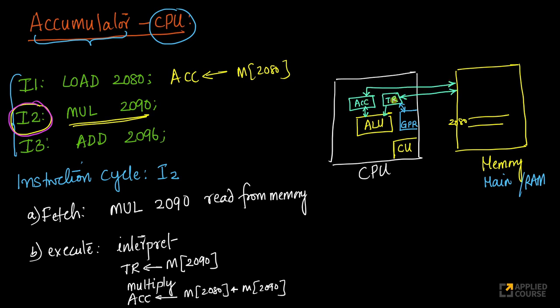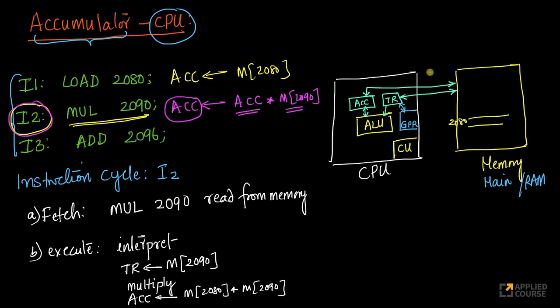The temporary register is also connected to your general purpose registers, like A, B, C, etc. So what this says is, whatever value is in the accumulator, it multiplies it with the data that is in memory address 2090. It performs the arithmetic operation of multiplication on the value stored in the accumulator and the value stored at memory address 2090, and stores the result in the accumulator.